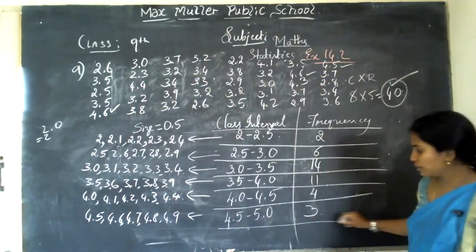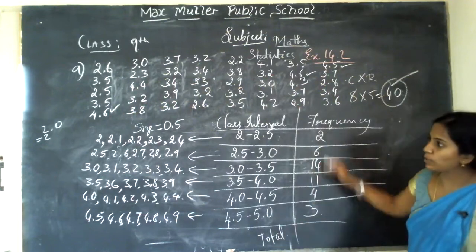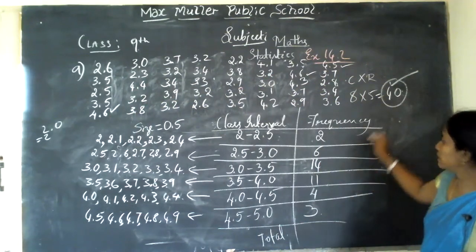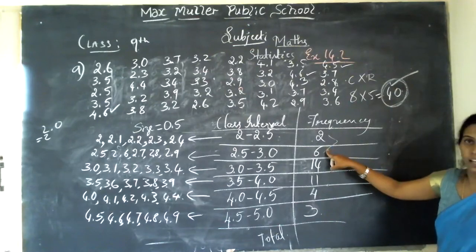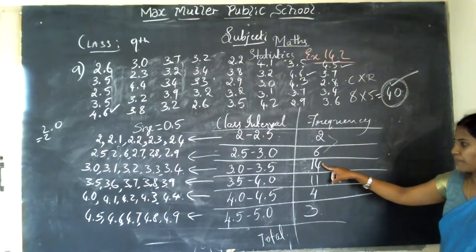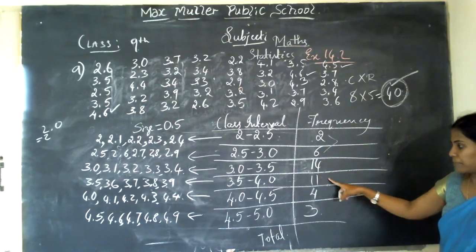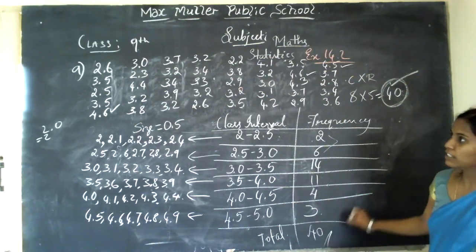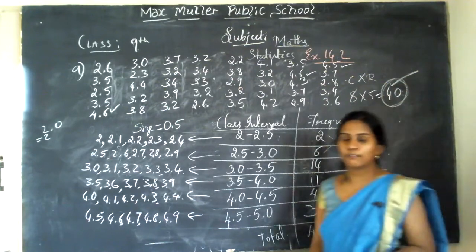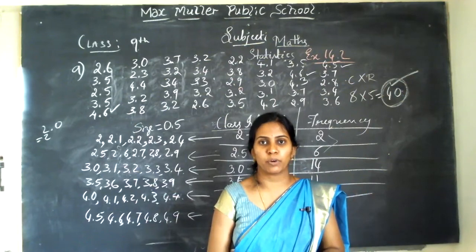So now you have to total it. When you total it, you have to get 40. 2 plus 6, 8. 8 plus 14, 22. 22 plus 11, 33. 33 plus 4, 37. 37 plus 3, 40. It is 40. So this completes exercise 14.2. In the next class, I'll start the next exercise 14.3. Thank you.